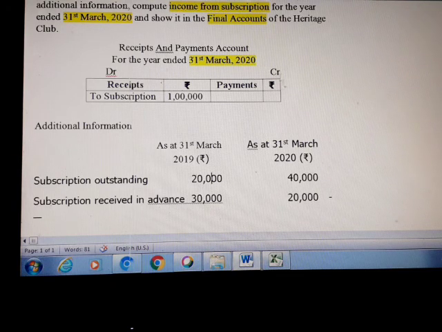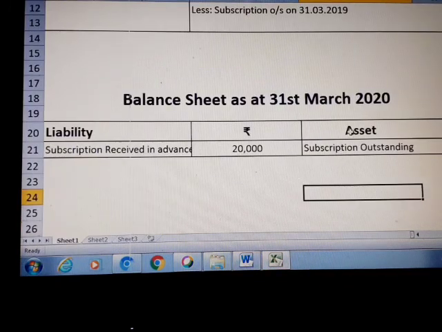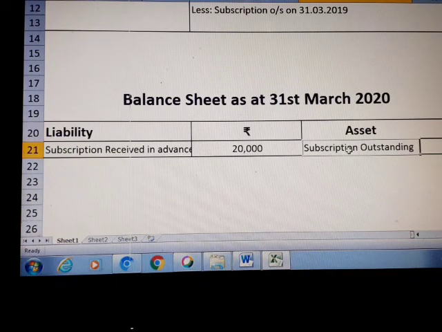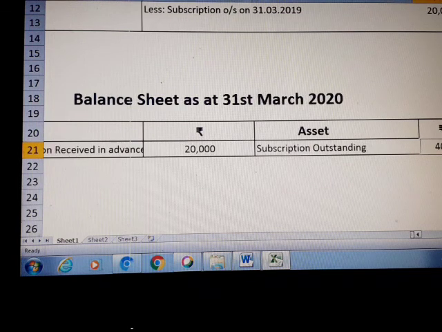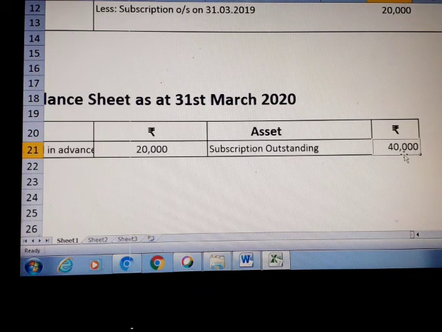And for which year I am preparing this final accounts? The current year I am preparing final accounts, that is 1920. So I have to consider only the items pertaining to the year 1920 alone. So what I will do, outstanding subscriptions. Subscription is an income. Income outstanding means it is an asset. So what I will do, I will go to my balance sheet. In my asset side, outstanding subscription or subscription outstanding, anyway you can write it. The amount of 40,000 will be documented here. Can you able to understand? 40,000 will be documented in my asset side.